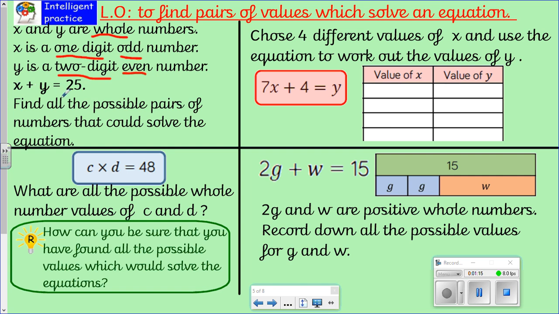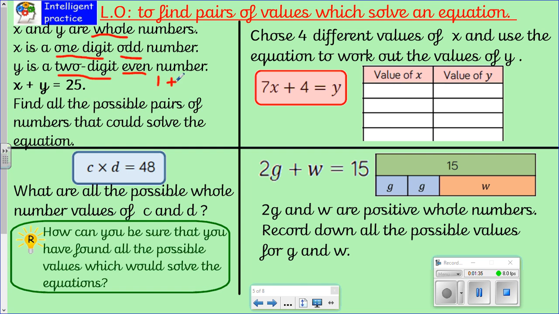X add y equals 25. You need to find all the possible pairs of numbers that could solve this equation, all of them. Work systematically, year 6, okay? I'll start you off, which I'm sure we'll end up doing with the children at school.